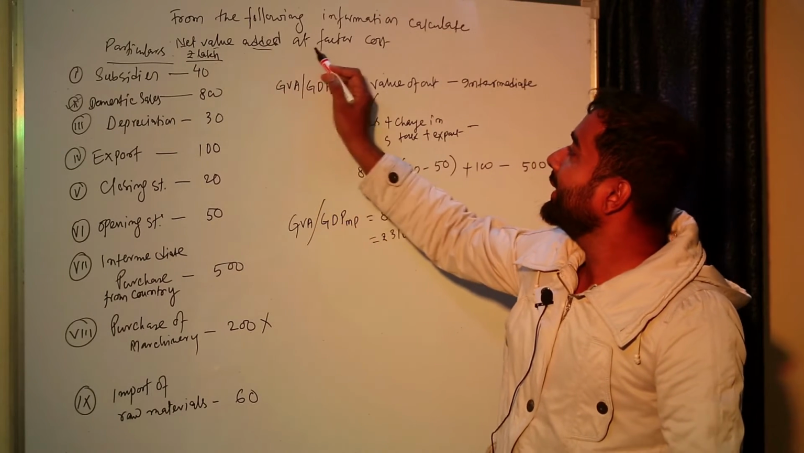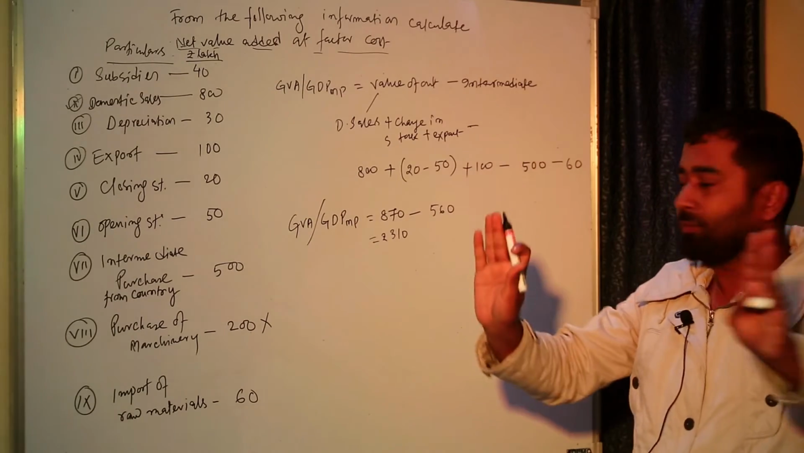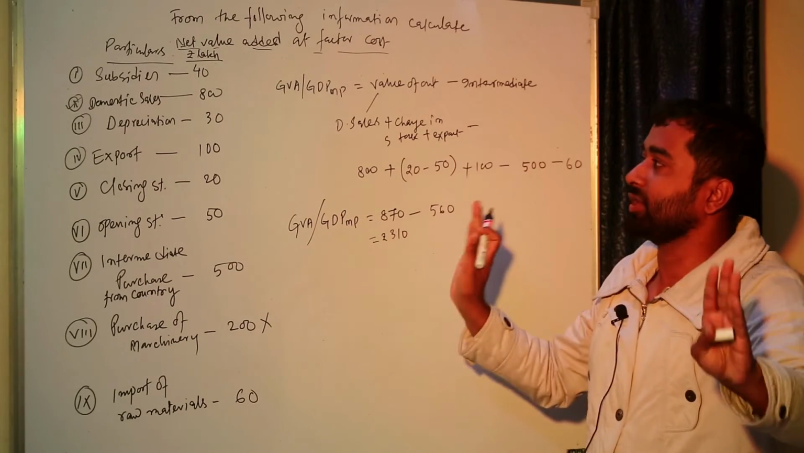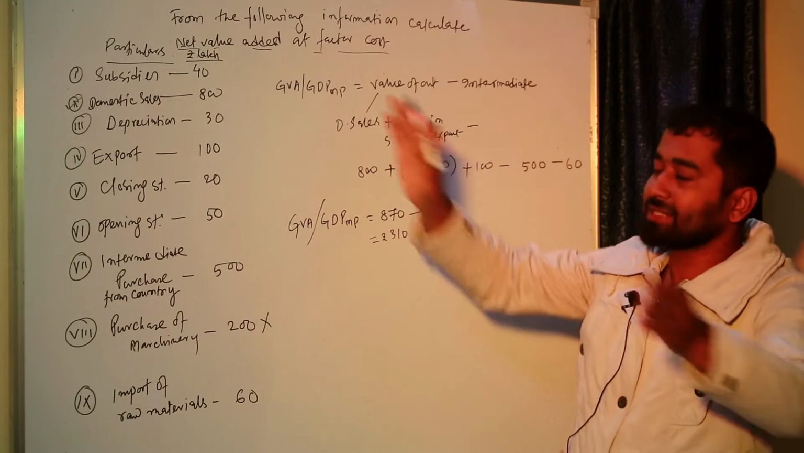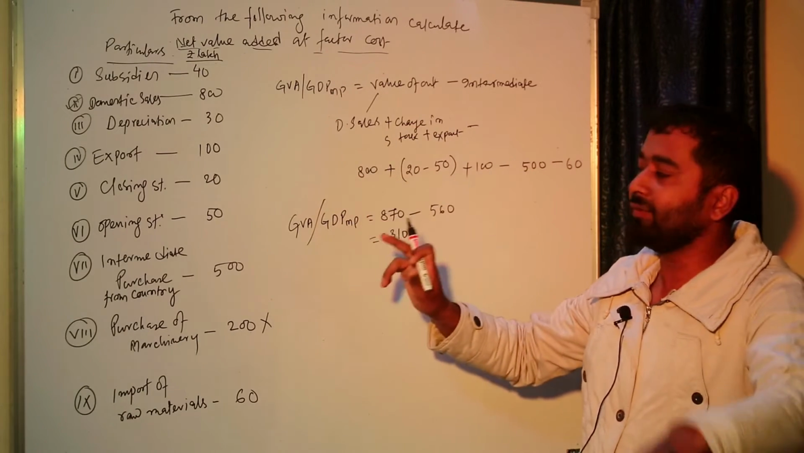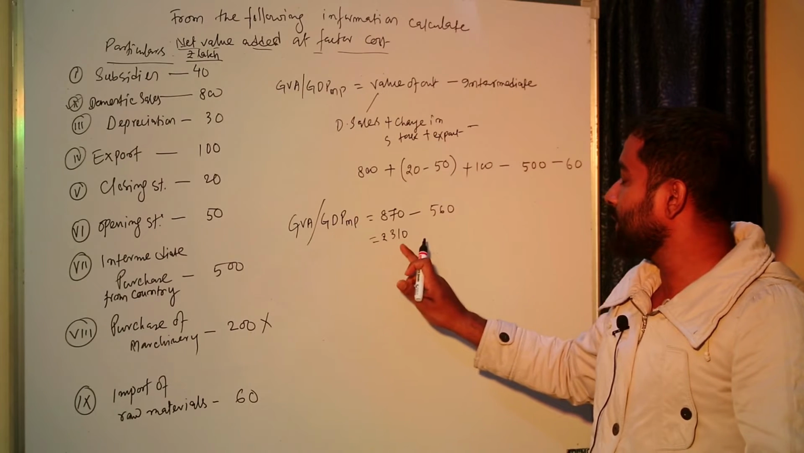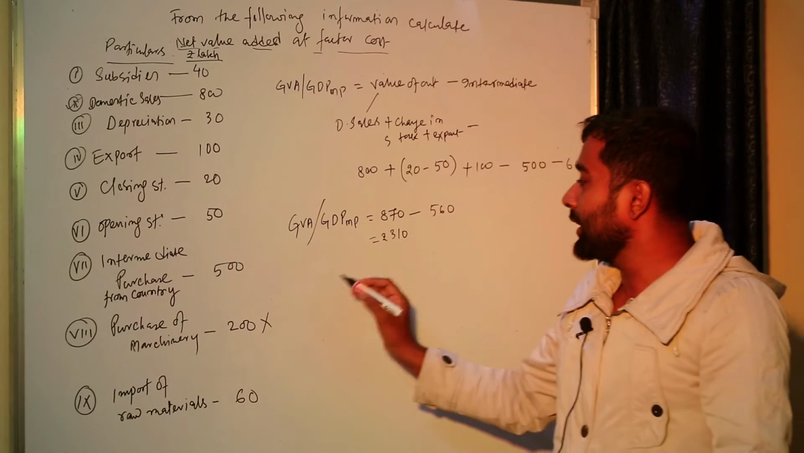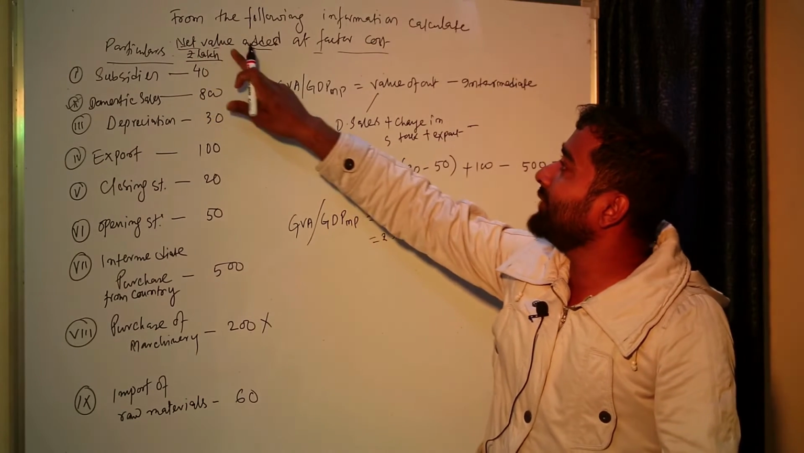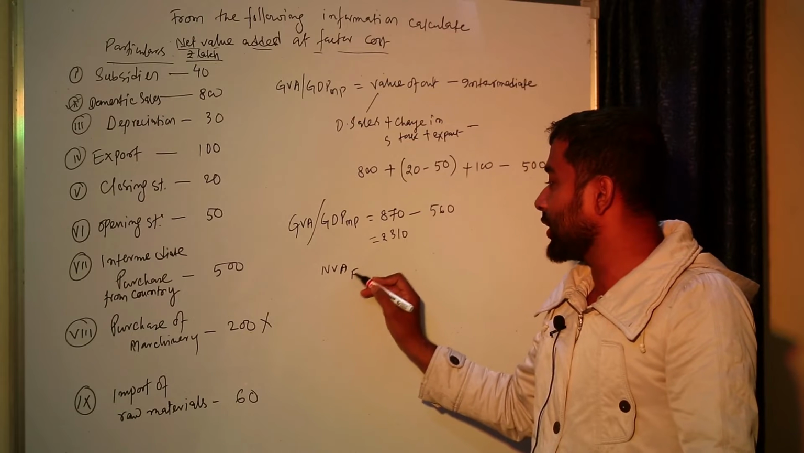Net value added at factor cost. Now we should use the tools. Every time, you should use this method only for calculation. First, I am not checking what the question is asking. First I am finding the answer as per the formula given by the method. So GDP MP equals 310. Now I am converting it to net value added at factor cost.